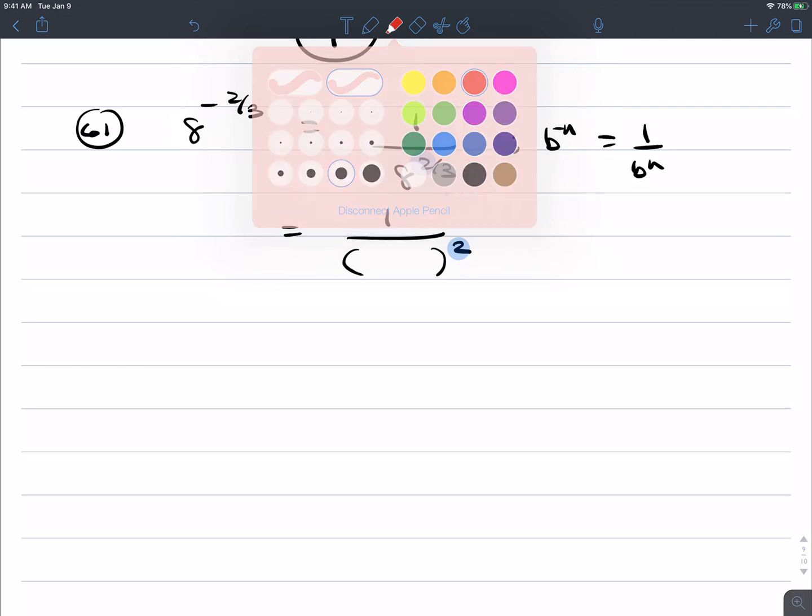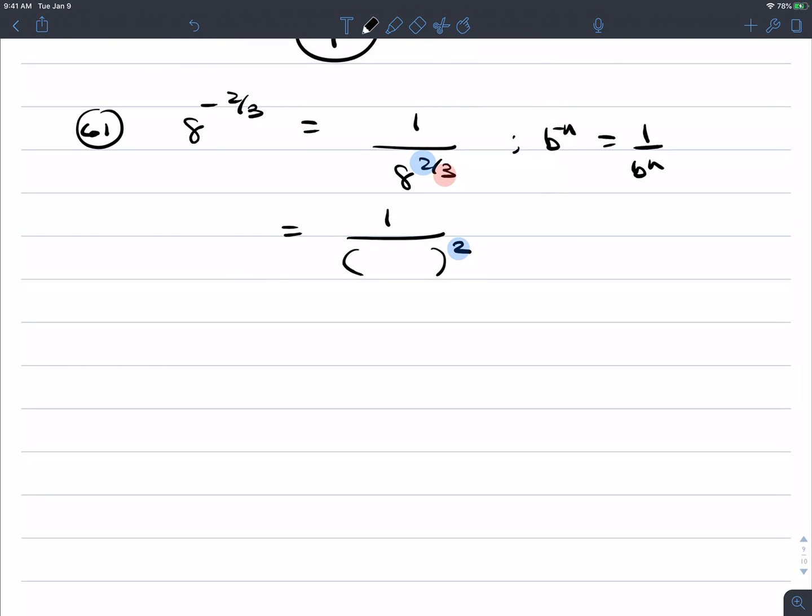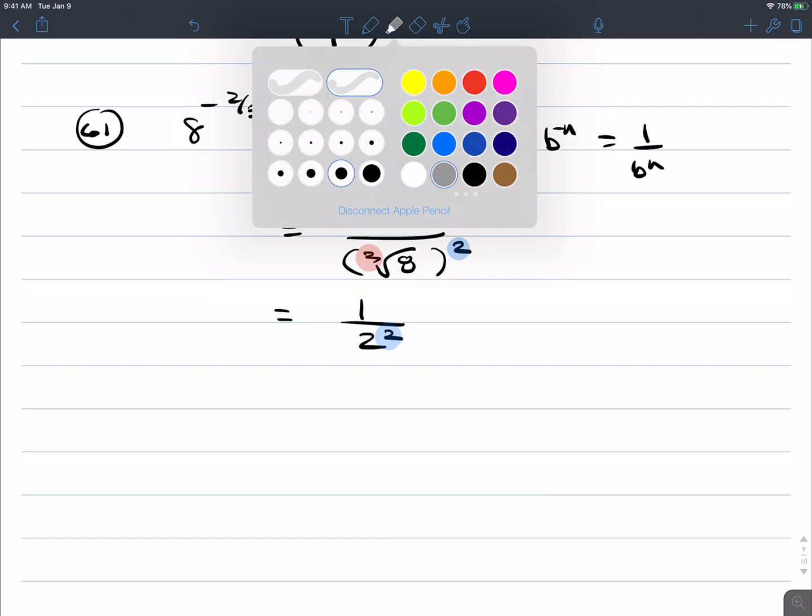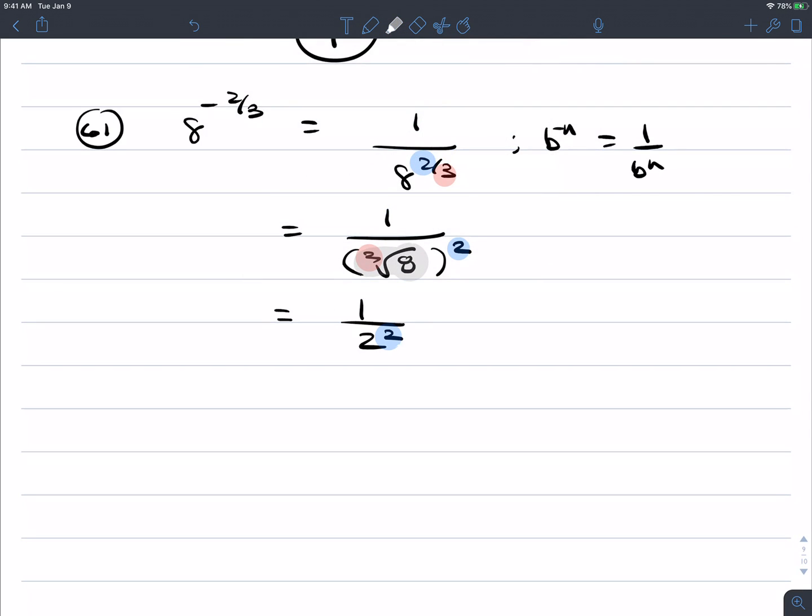And since my index, or the denominator here, is 3, I'm going to now have the cube root of 8. And we know the cube root of 8 is what? 2. Don't forget the 2 power is still there. So this number is what we just found: the cube root of 8 is going to be 2. So 2 squared now is 4. So the answer is going to be 1/4. That's 61.